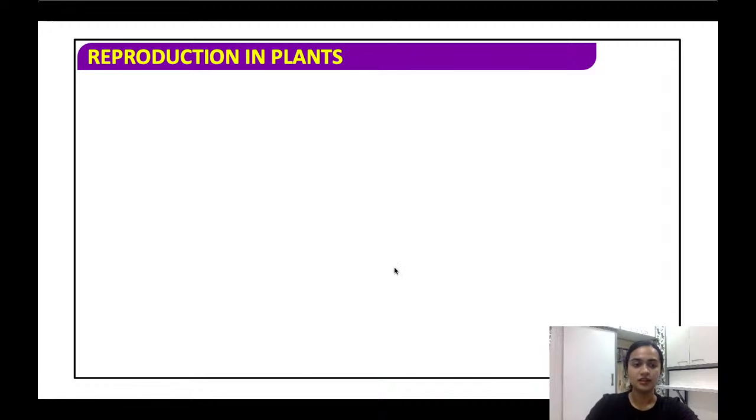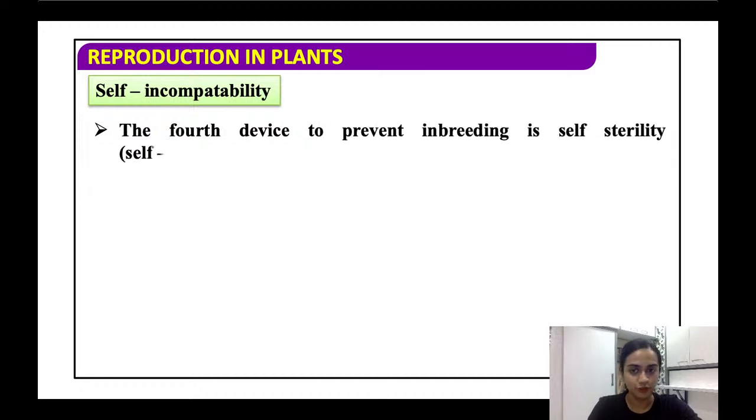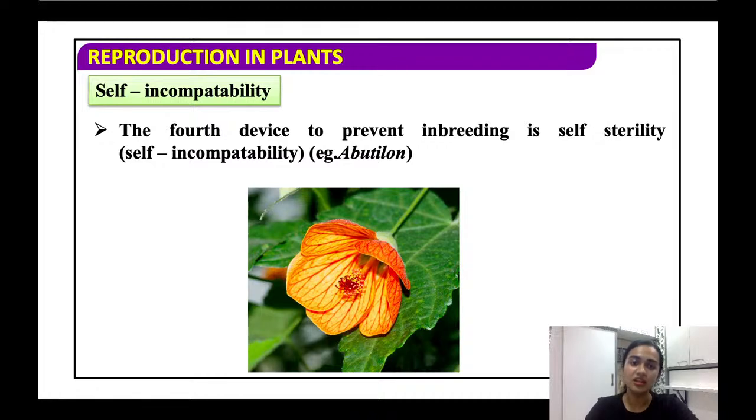All right. Now, self incompatibility. This is the fourth method. The flower makes itself infertile. It loses fertility with its own pollen and becomes completely incompatible, to prevent self pollination. The best example is abutilon.